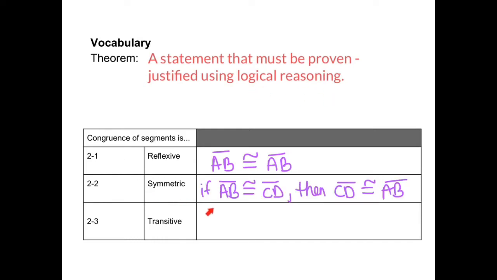Congruency is also symmetric, which means that if AB is congruent to CD, then CD is congruent to AB, which just allows us to switch that order around. We have symmetric also with equality. Now we have it also with congruency.